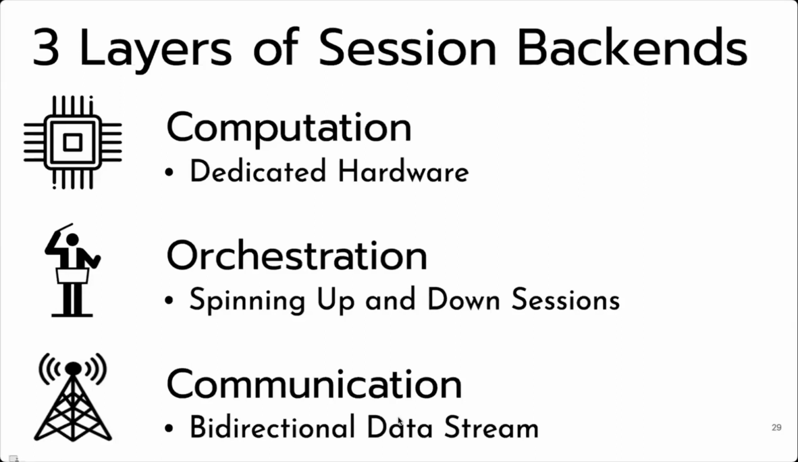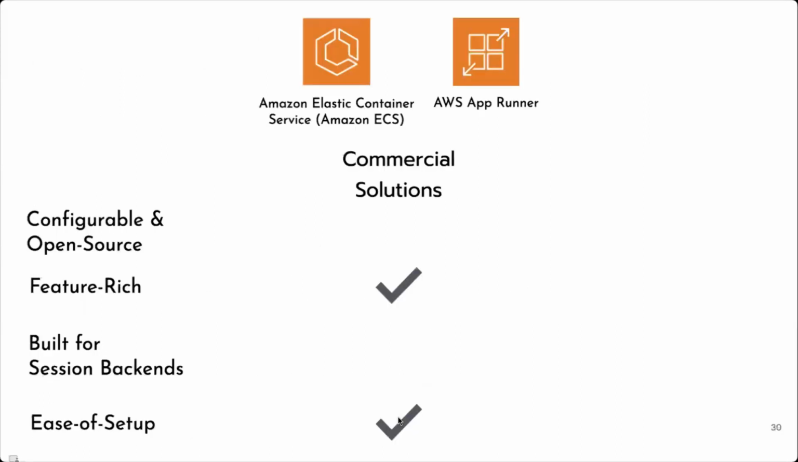Now that we know the why and the how of session backends, let's look at what solutions already exist that will enable you to serve session backends to your users. The most familiar commercial solutions come from large cloud providers like AWS. Amazon's Elastic Container Service, or ECS, is a container orchestrator for managing and scaling containers, while AWS App Runner provides a fully managed service for your application. Both services are full of features and easy to set up, but require additional tools to deploy session backends.